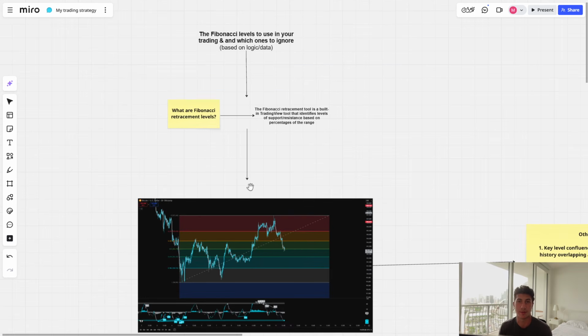Definitely be sure to add the golden pocket fib to your trading. This is extremely powerful. And like I said, I want you to go and back test this yourself. Don't take my word for it.